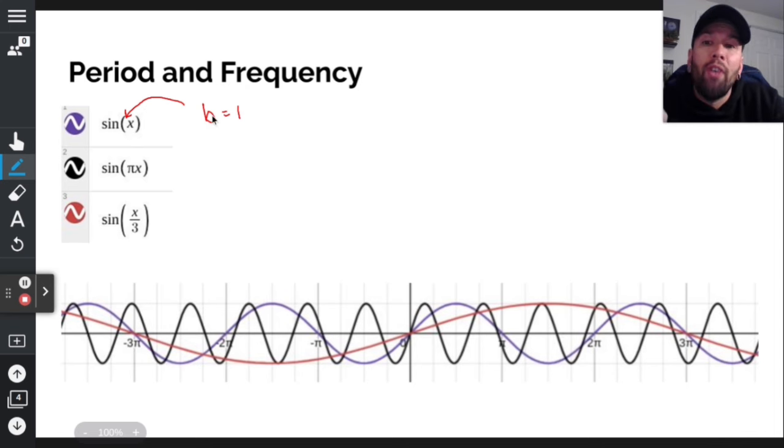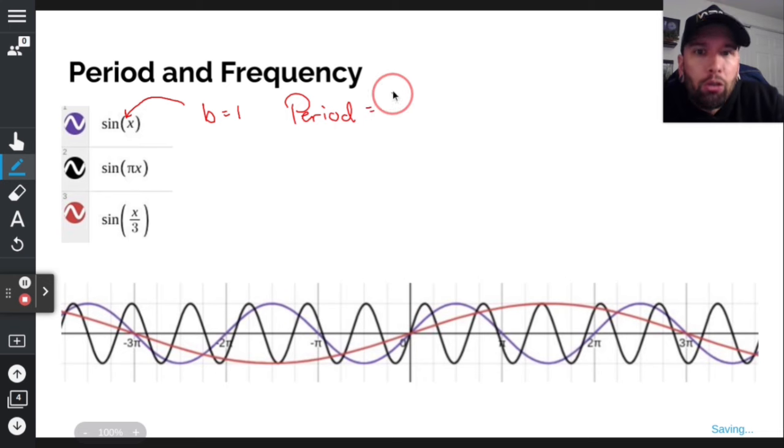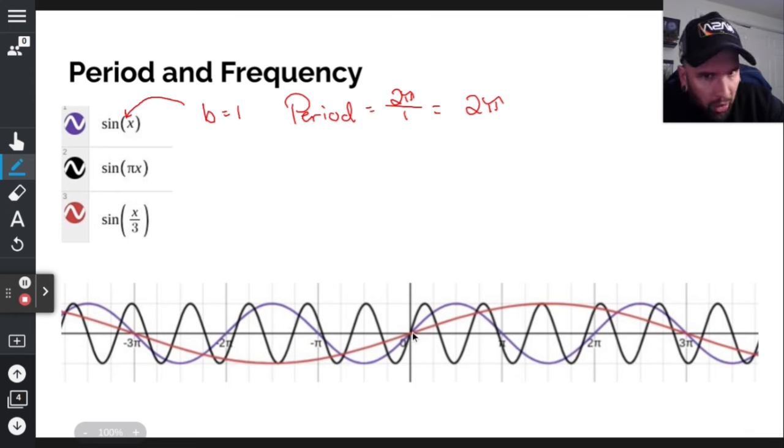Now, if I wanted to find the period, you find the period by doing 2 pi over the frequency. So 2 pi over 1 means that sine x has a period of 2 pi. We know that. Sine x is in purple, so it starts out at 0, 0, and it repeats itself at 2 pi. When I multiply a number to x, it compresses things. It takes my period and it shortens it. Why? Well, B in this case would be pi.